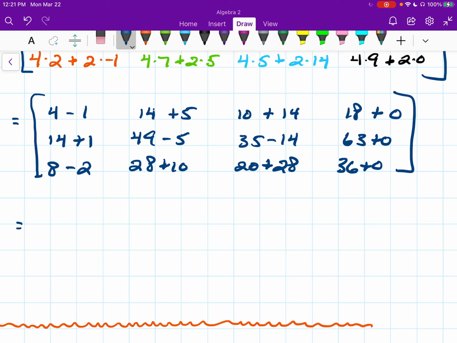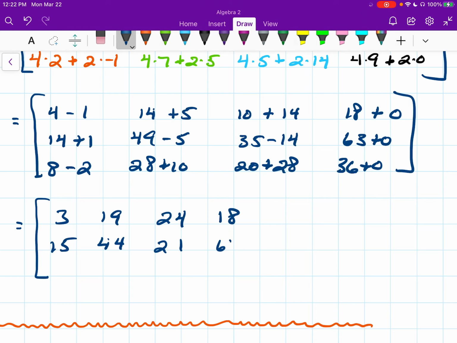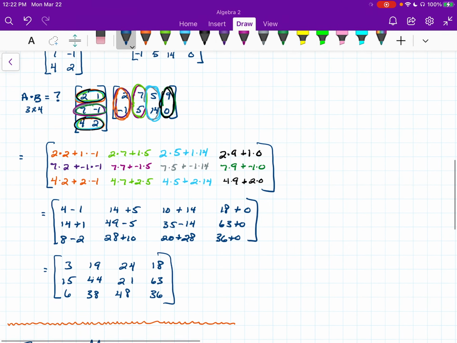Lastly, we just perform our addition there. So it'll be 4 minus 1 is 3. 14 plus 5 is 19. Then it'll be 24, and 18, 15, 44, what is that, 21? Is that 21? Yeah. And then 63, then 6, 38, 48, and 36. And there we are. We are finally done, right?